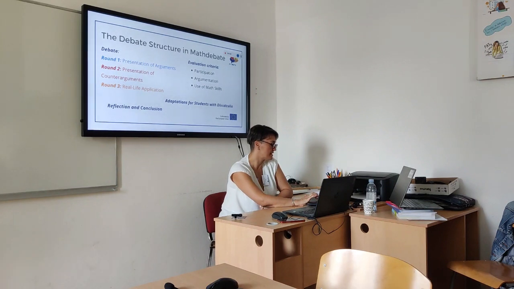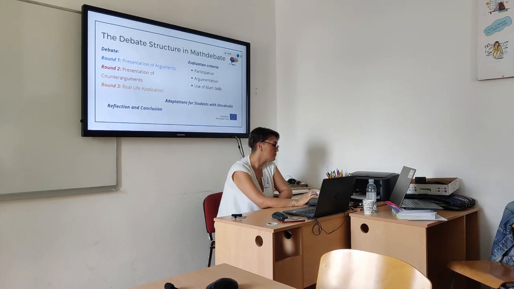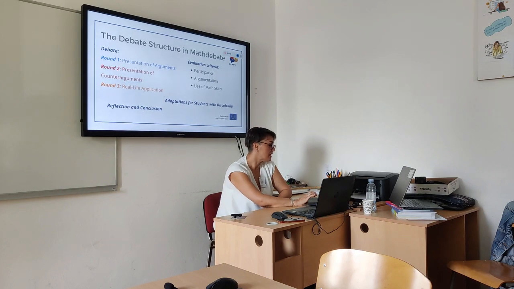Round 1, presentation of arguments. In the first round of the debate, each group presents their arguments for one side of the problem. This is where they put forth their initial case. Round 2, presentation of contra-arguments. In the second round, each group presents their arguments for the other side of the problem. This round encourages students to think critically and consider alternative viewpoints.